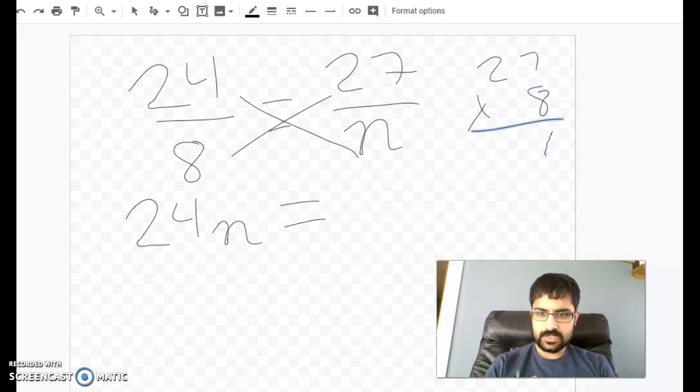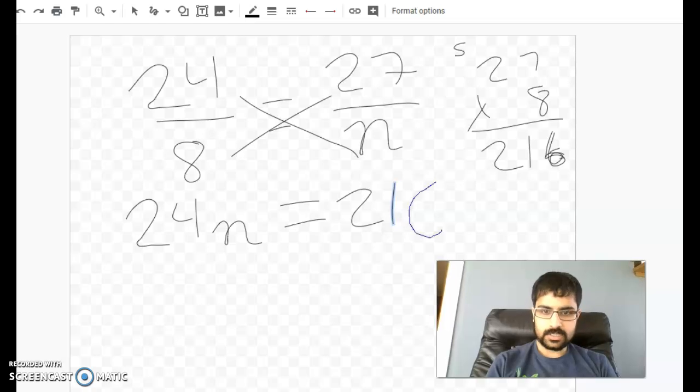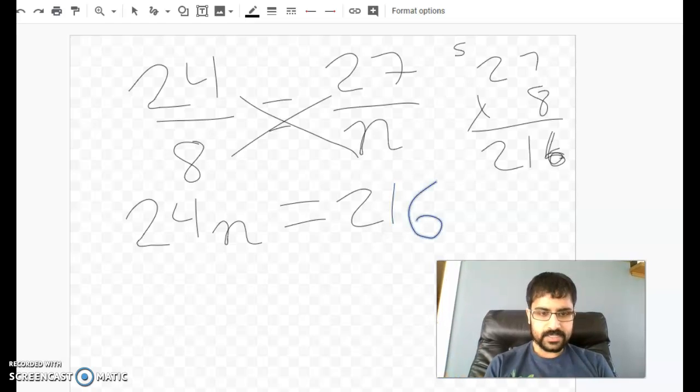So 8 times 7 is 56. Ooh, there's a 6. Oh, that's the best 6 I've ever drawn. And then I'll put the 5 up here. 2 times 8 is 16, plus 5 is 21. So that's 216. Okay, then I need to solve for n.